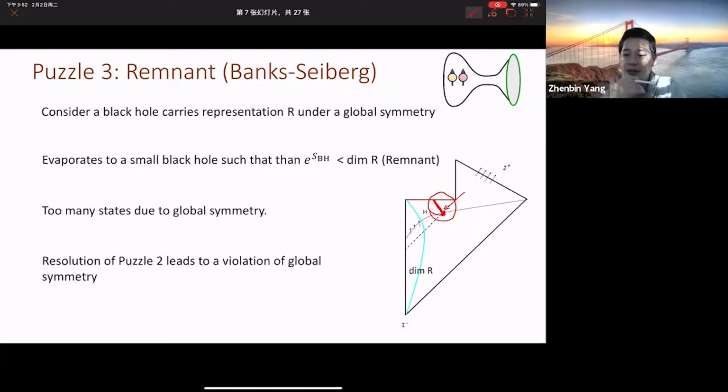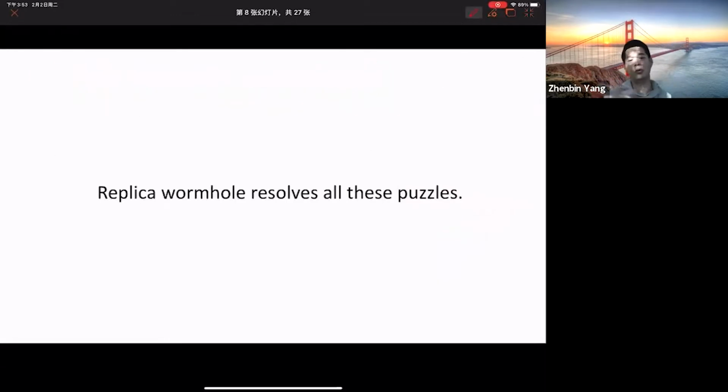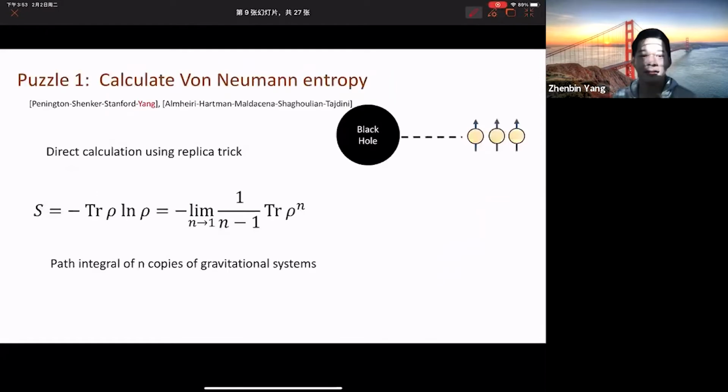So maybe the covariant entropy bound can also be used to argue that there's no global symmetry. But here, definitely the central dogma, that the black hole can only describe e to the S black hole states, will prohibit any global symmetry in quantum gravity. And the talk will be using replica wormholes to resolve all those puzzles, at least to my standard.